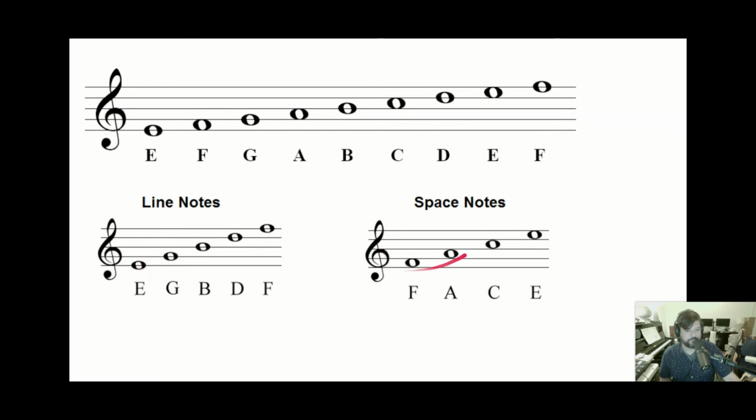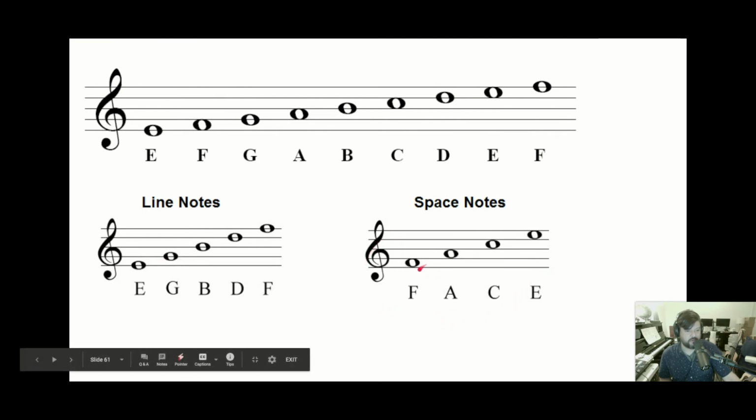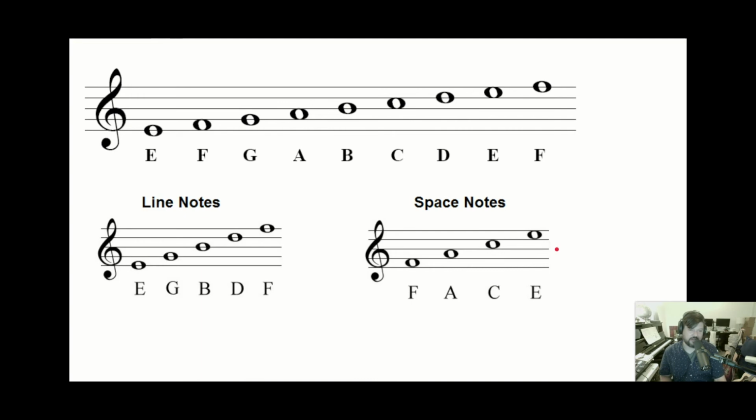That's how that works. Okay. The spaces are easy to remember. From the bottom up, they just spell the word face. Okay. So why did I just want us to dip our toes into that?